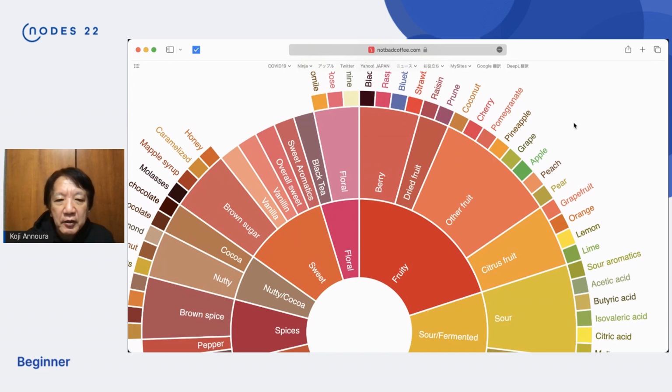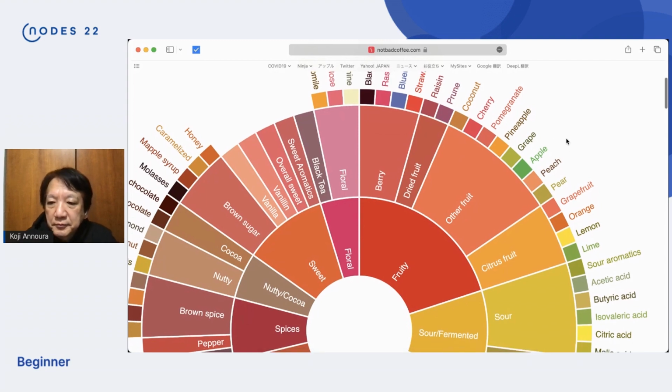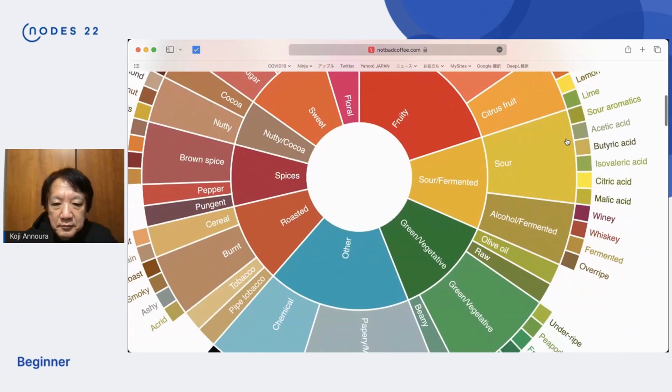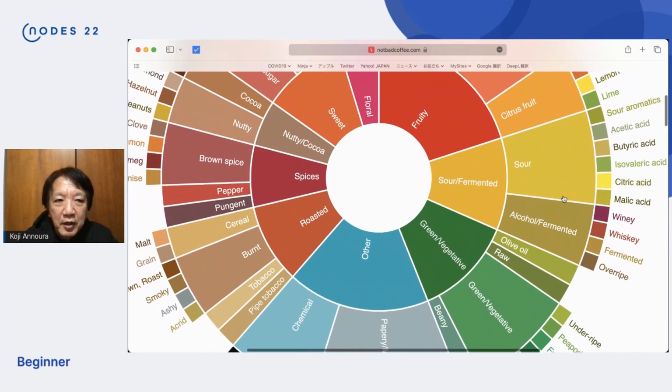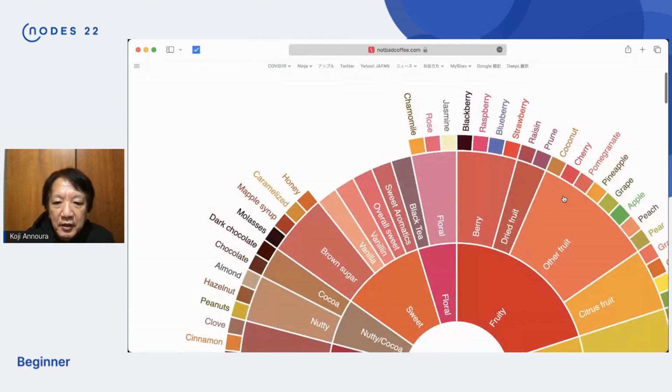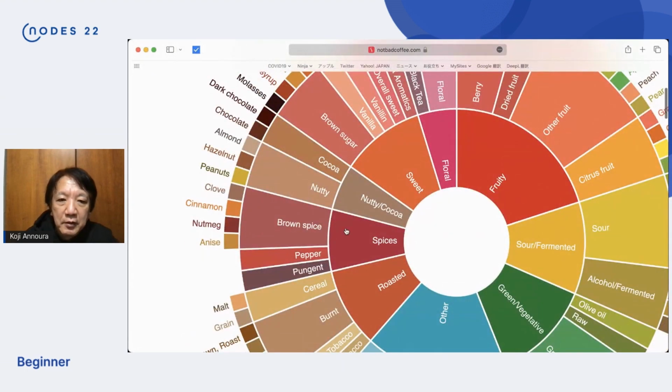So I can select the taste, from taste to my favorite coffee beans. Okay, this is a very important way.